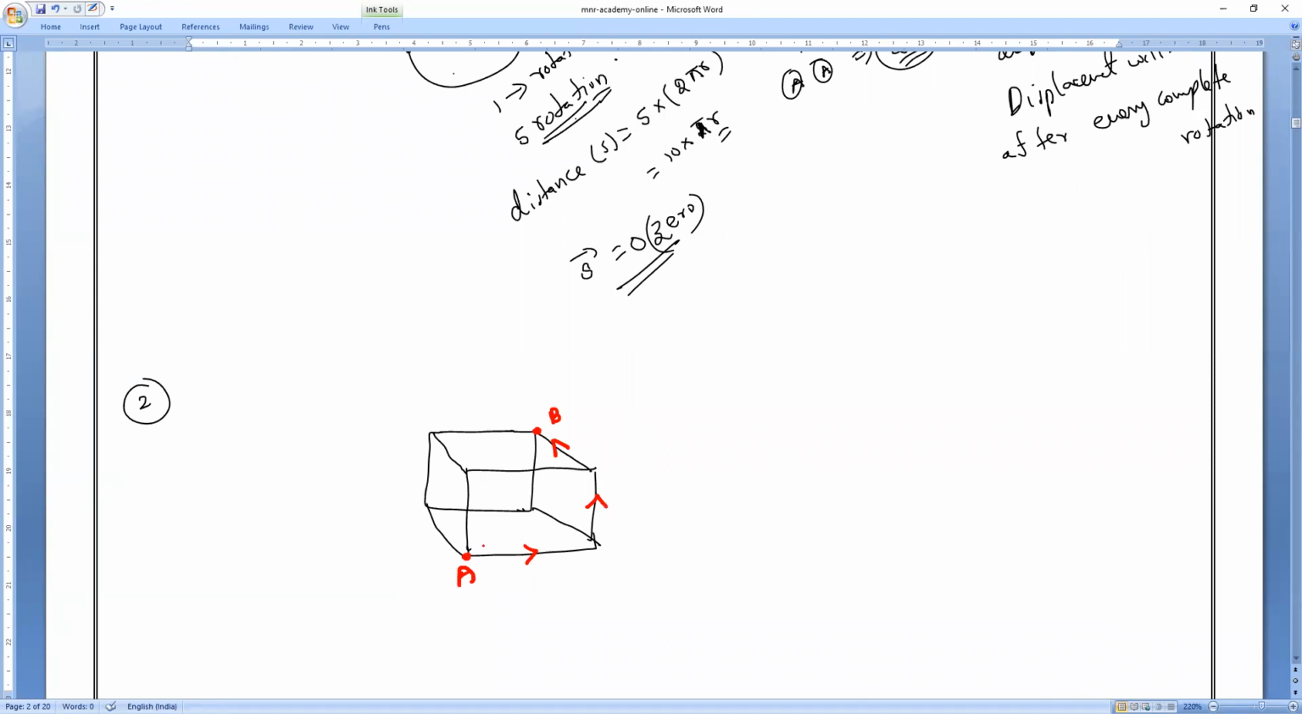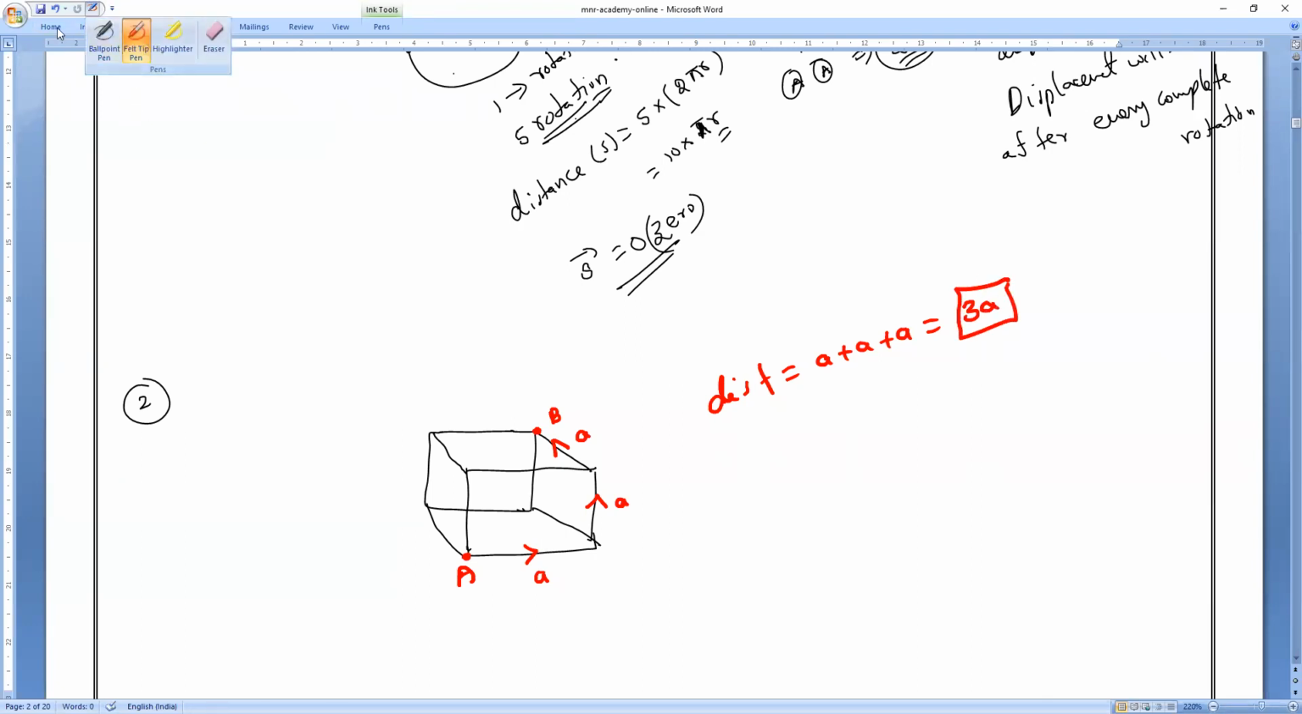Now, as we know, in a cube, what is the property? All sides are equal. So this is a, and this is also a, and this is also a. Now, can you tell me what is the distance traveled by me? Distance traveled, which is equal to what? Everybody? a plus a plus a, because it is the total path from here to here. So distance is equal to a plus a plus a, which is 3a. Clear?